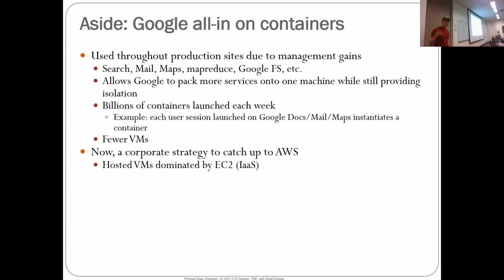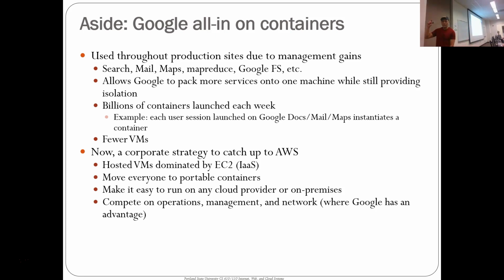Okay, so the reason why they're all in on containers is because AWS has a complete head start with VMs. EC2, which is their infrastructure as a service, is basically almost a monopoly when it comes to virtual machine technology. And so they saw that and did not want to go after that space. Instead, their approach is to move everyone to portable containers and then become the best container runner on the planet. They're making a bet that the infrastructure they've built for their data centers hosting their production services gives them the value add for companies to want to run their apps on Google as well.